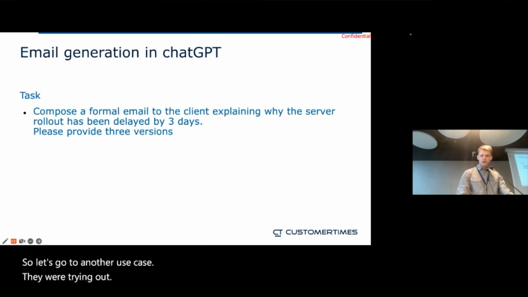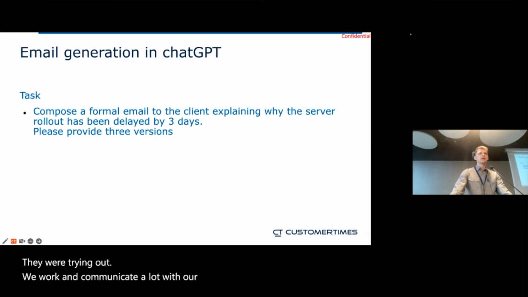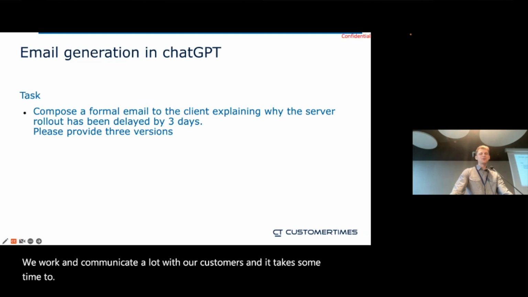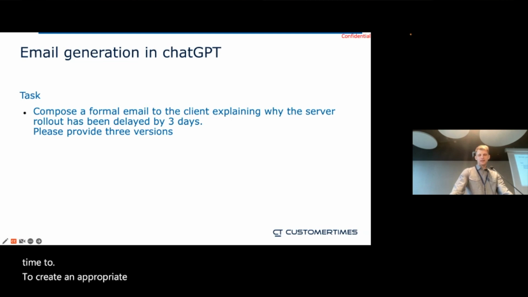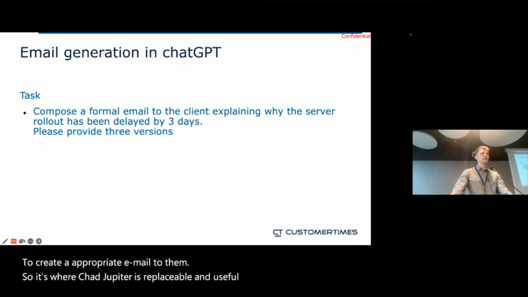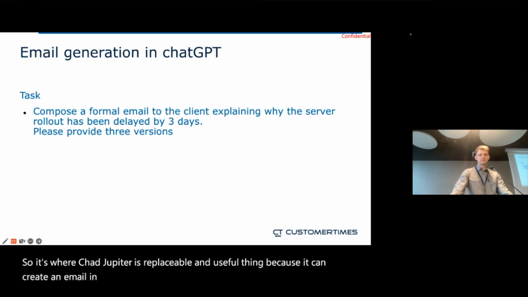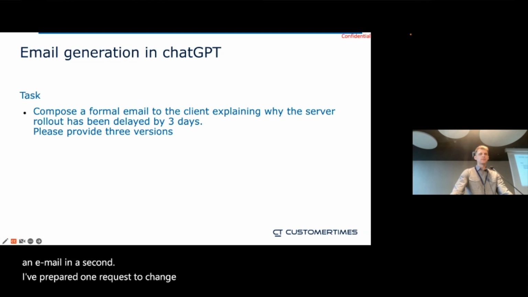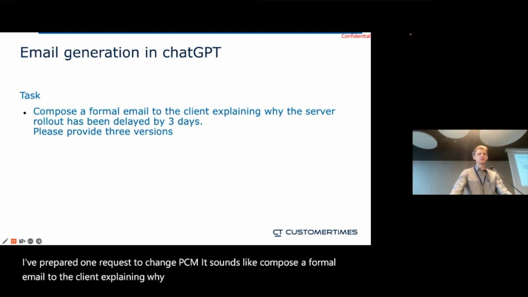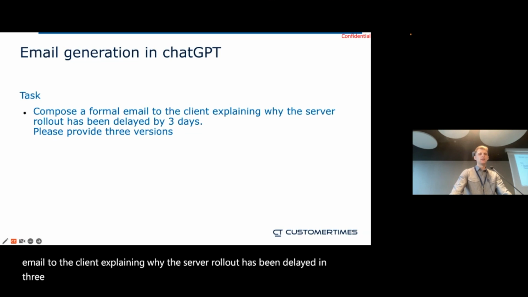We work and communicate a lot with our customers, and it takes some time to create an appropriate email to them. So it's where ChatGPT is an irreplaceable and useful thing because it can create an email in seconds. I've prepared one request to ChatGPT. It sounds like: compose a formal email to the client explaining why the server rollout has been delayed by 3 days, and please provide 3 versions. Let's watch how it works in reality.